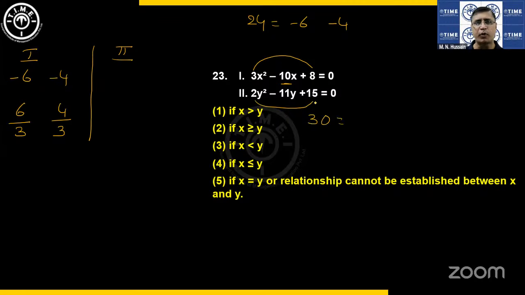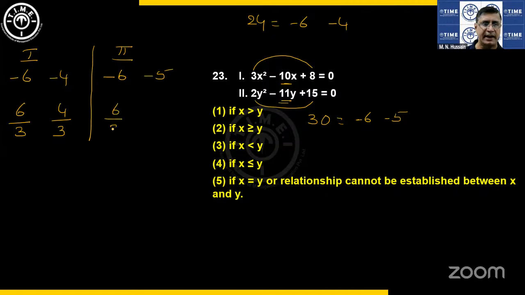30 is the product. Minus 11 is the middle term. So what are the factors? 6 into 5, which is 30. Minus 6 and minus 5: the product of minus 6 and minus 5 is positive 30. By adding minus 6 and minus 5, it will give the middle term, that is minus 11. So what are the factors? Minus 6 and minus 5 are the factors.